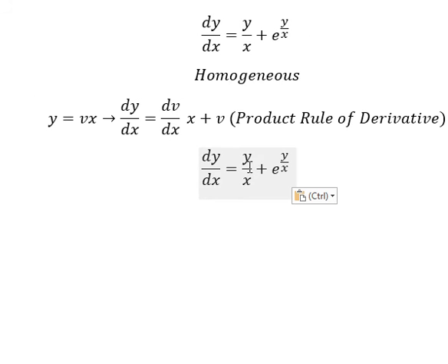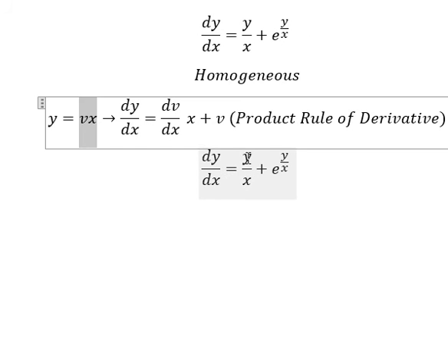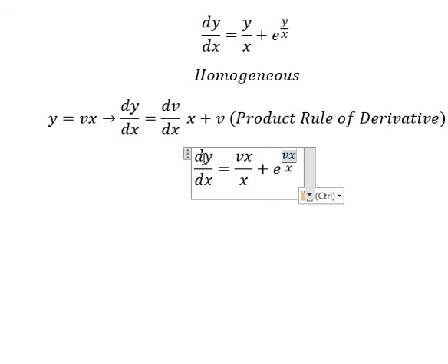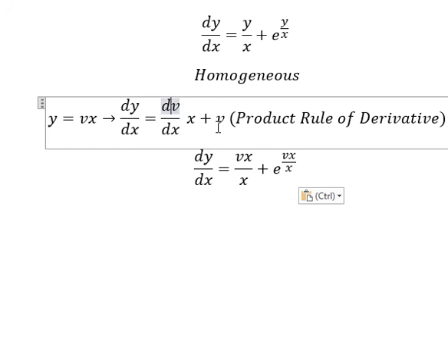So y we change to vs, and this one we change to vs. dy over ds we change to this one.